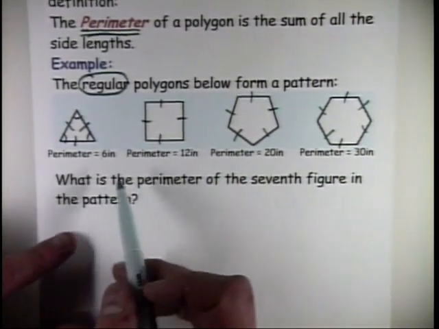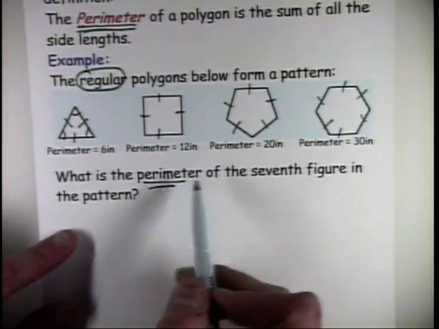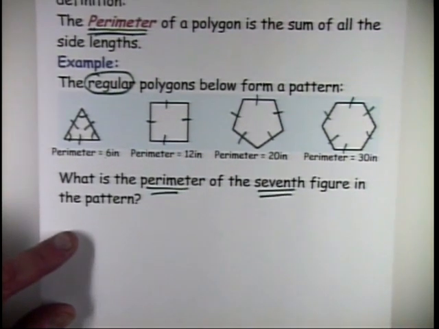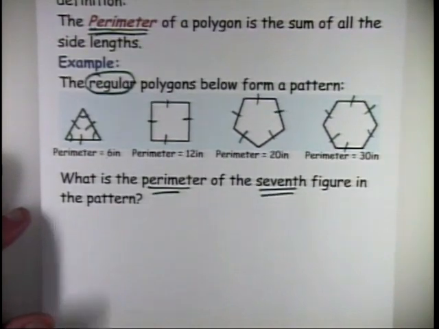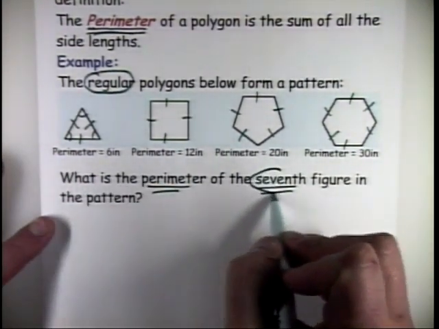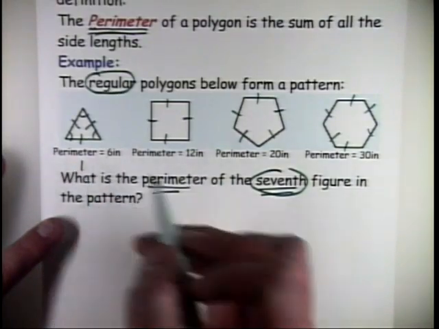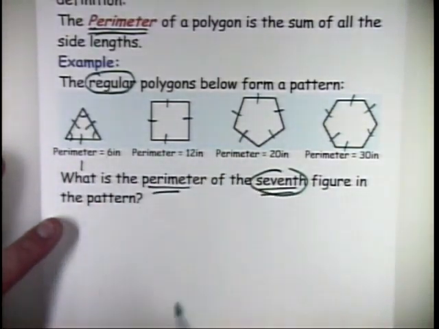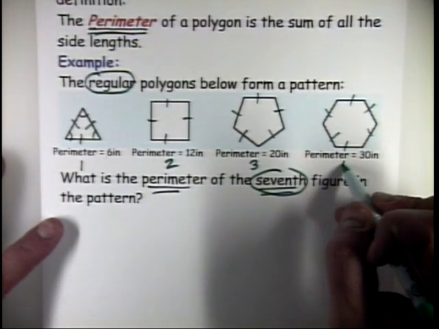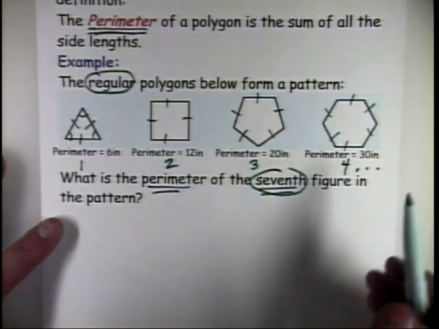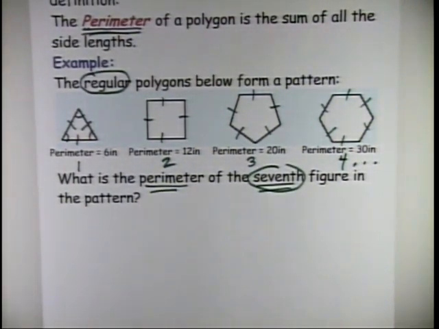Now the question is asking us, what is the perimeter of the 7th figure in the pattern? Well, we need to recognize what the pattern is. It's saying the 7th figure. So we need to kind of see what the 7th figure would be. This we can call the 1st figure. These are ordinal numbers. This would be the 2nd figure, the 3rd figure, and the 4th figure. So I got to go 5, 6, 7. Looks like I got to go 3 more out there to get to the 7th figure.